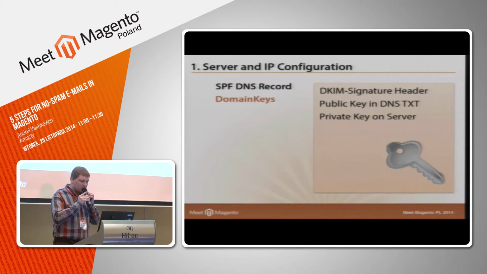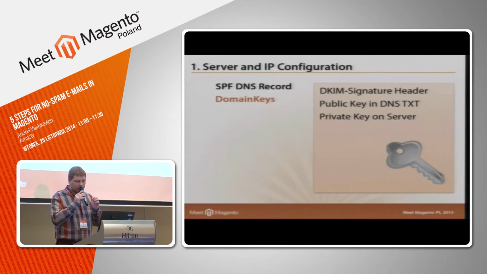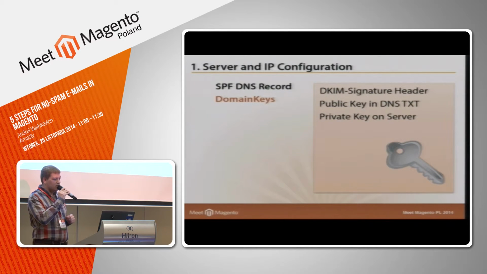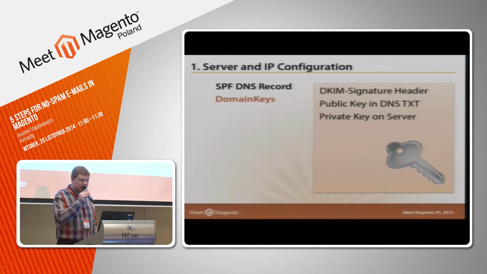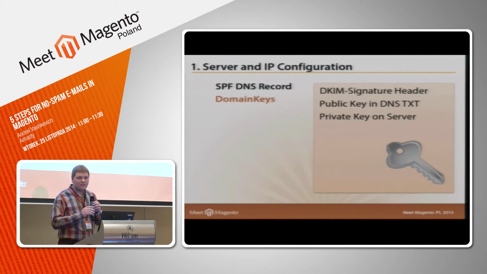In addition to SPF, it's highly recommended to use DomainKeys Identified Mail. This is more like an additional layer of security. And it consists, we can say, of 3 parts. The first one is a private key, which is located on your server and it's not accessible by anyone else. Using this private key, each outgoing email includes a signature header, which is generated based on your private key. And when a recipient server receives this email, it will check if the email comes really from you, based on the public key, which you should list in your DNS text record. It may seem a little messy.